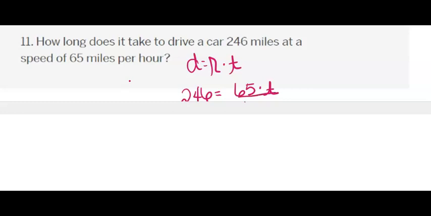The way we do that is we divide both sides by 65. And when we do that, we end up getting t, or time, equals 3.78. And because we were doing it in miles per hour, it's going to be hours.